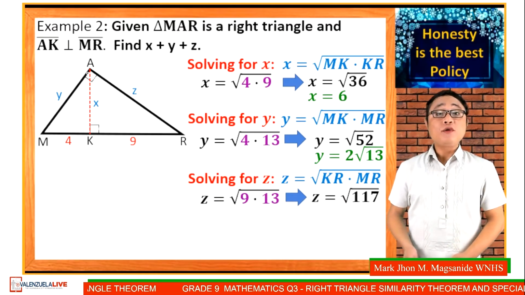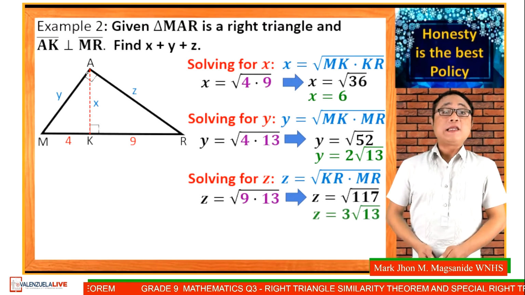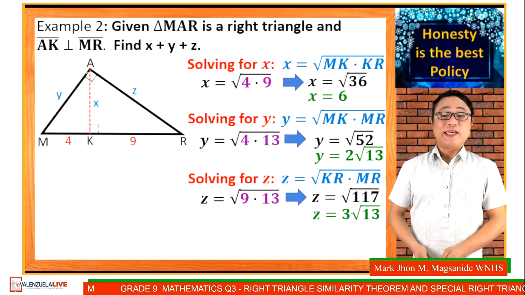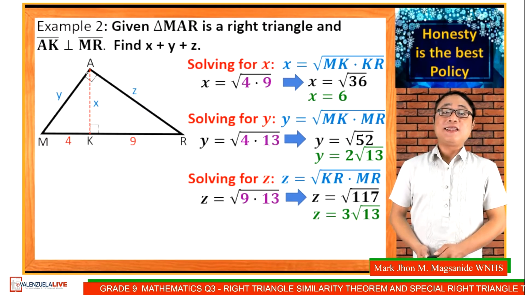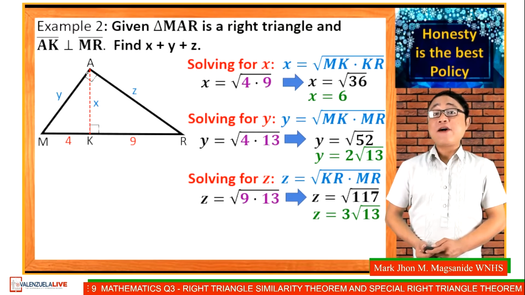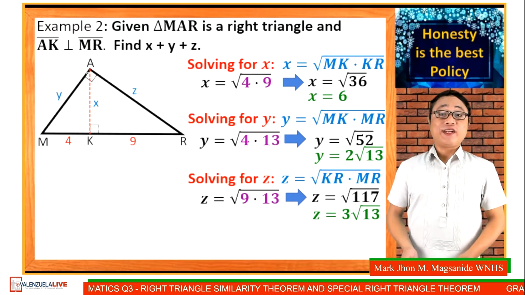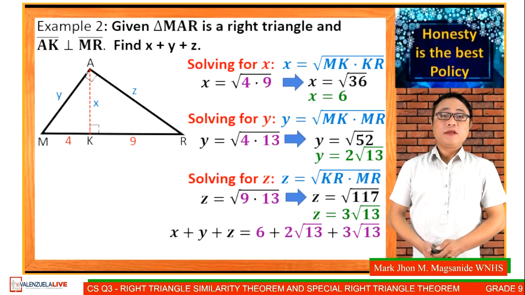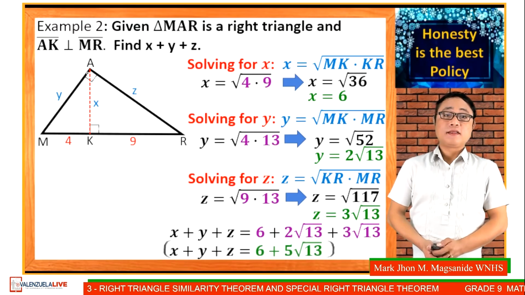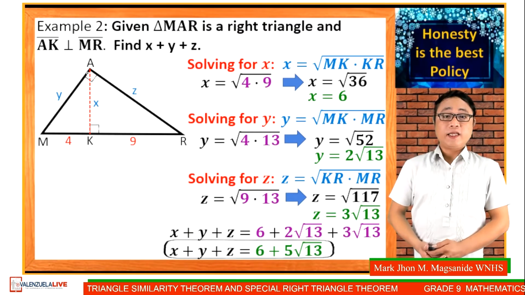And the square root of 117 is equal to 3 square root of 13, and that is the value of the variable z. Now that we have the values of x, y, and z, we can solve for their sum. And that is 6 plus 5 square root of 13.